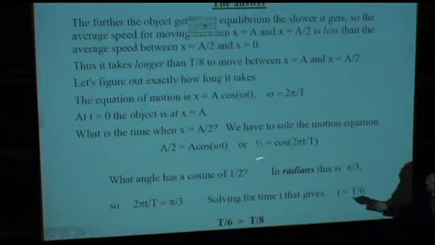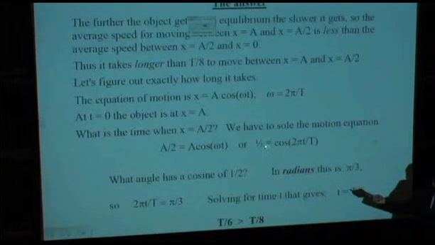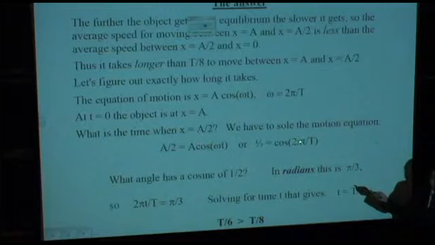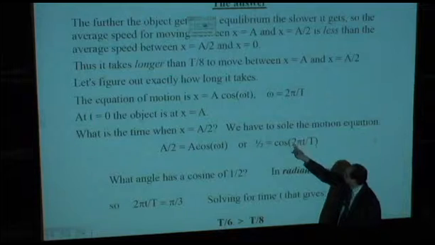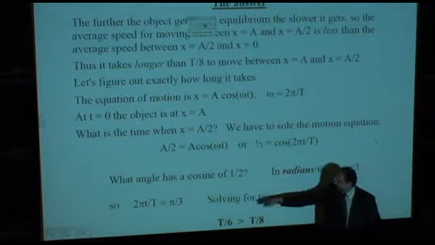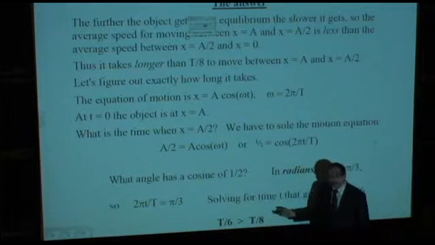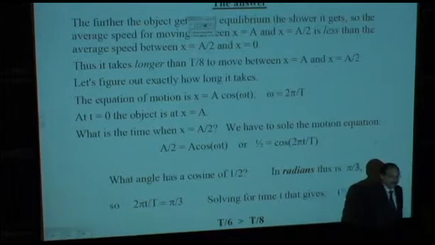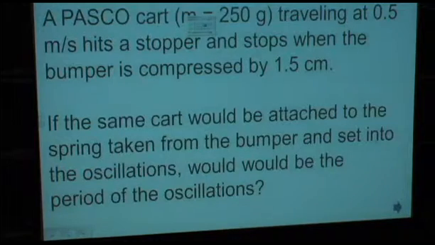A cancels. Cosine of which angle equal to 1/2? 60 degrees or pi over 3 radians. So this whole combination has to be equal to pi over 3. Cancel pi, solve for time, t equals T over 6. That's an exact answer. Any questions? Okay. I'm glad we cleared it up.